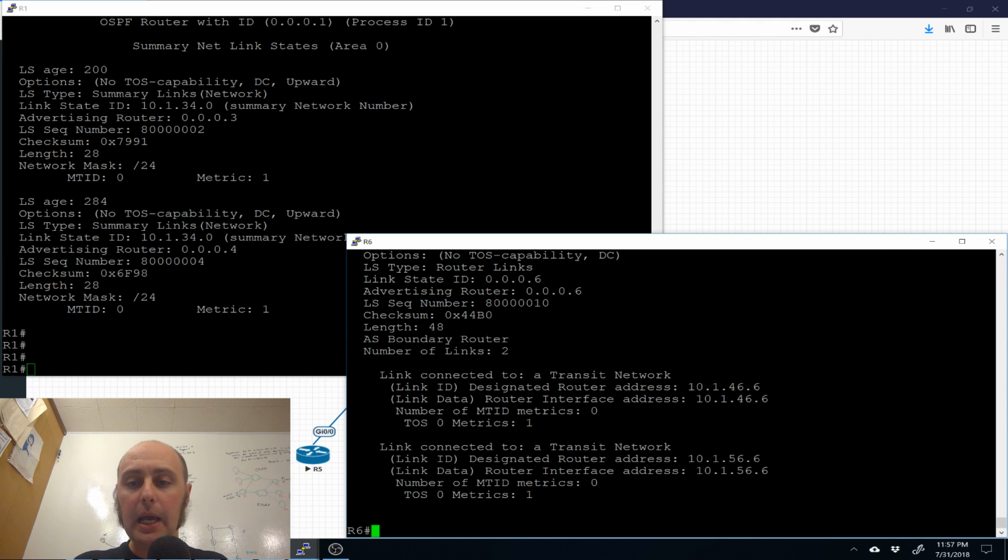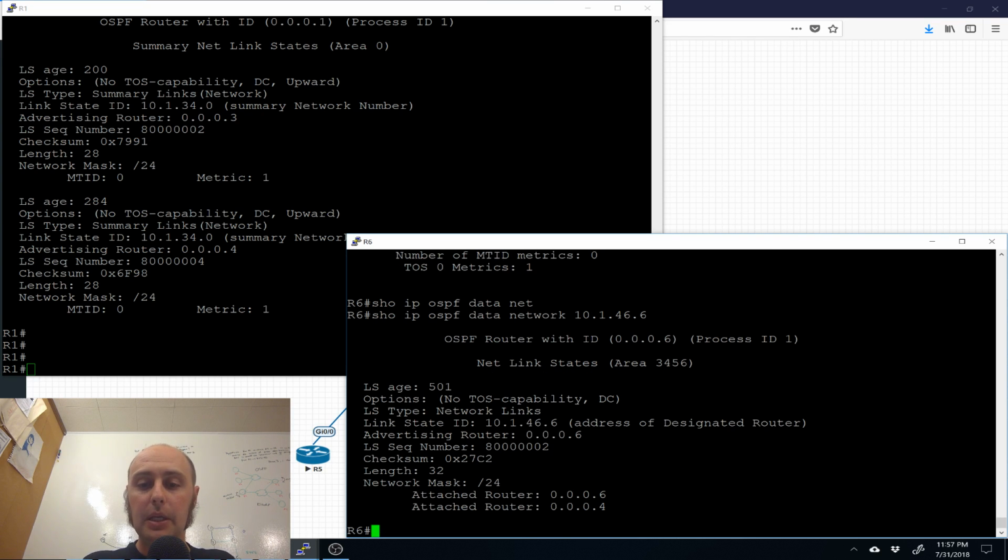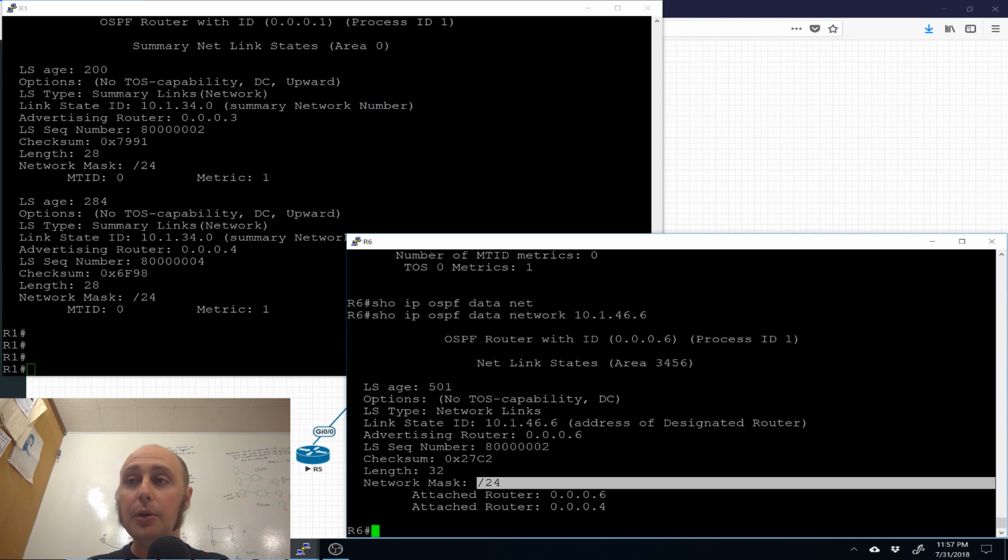Okay, now let's ask the DR for this segment, which happens to be ourself. If I'm router 6, it happens to be myself, about what are the other routers on this network segment. Show IP OSPF database network, paste, enter, and that's going to tell me our subnet mask and the other routers that are on the link as referenced by their router IDs. So that tells me there's only 2 routers on here, router 6 and router 4. So let's go ahead and pencil this in. I think we can actually start to connect dots here.